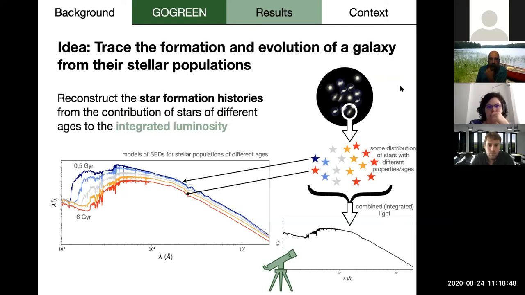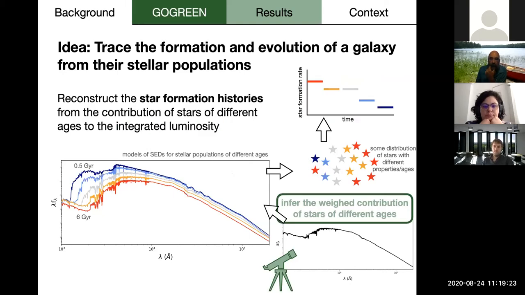So if you look at one particular galaxy, and you assume that it's made up of some distribution of stars with different properties and ages, each of those stellar populations will have a different SED, which is the spectral energy distribution. And these SEDs will evolve depending on the properties and the age of those stellar populations. But what we observe when we look at one of these galaxies and just put a single slit over it is just that combined or integrated luminosity.